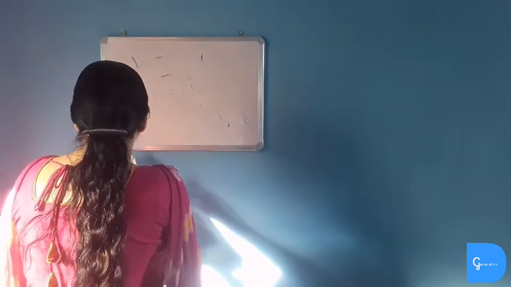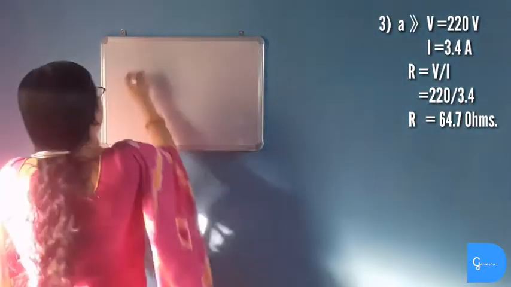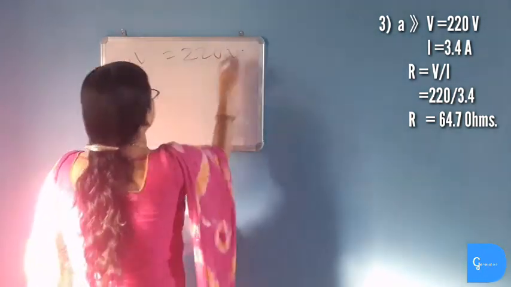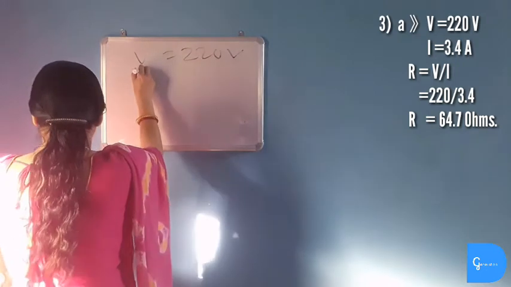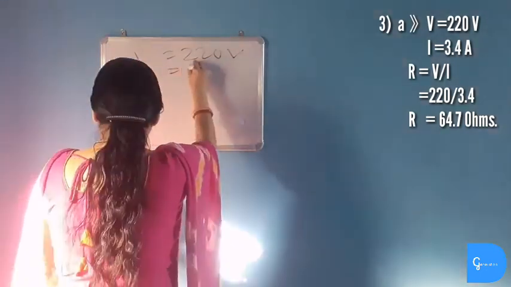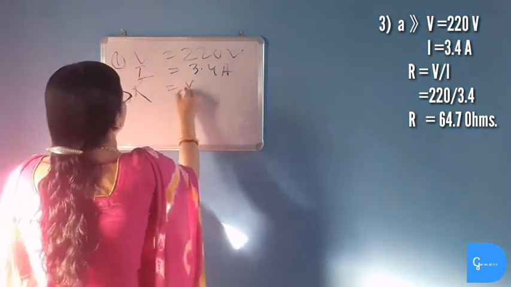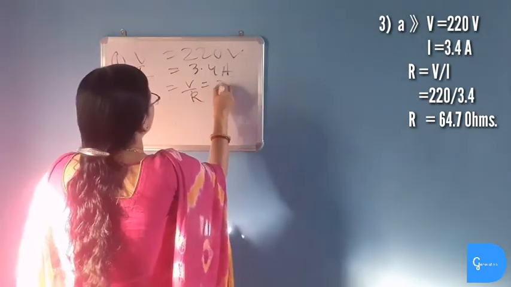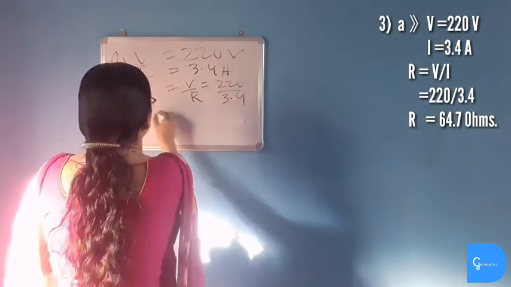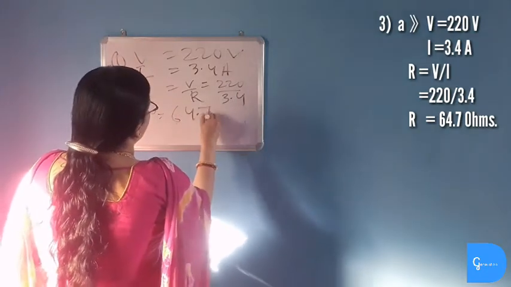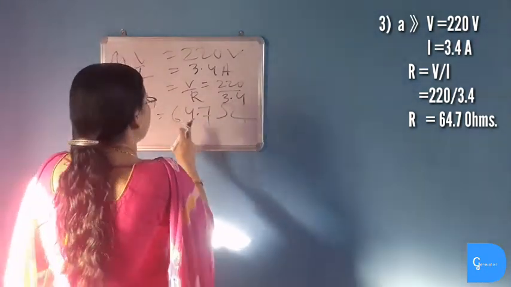Now the third example: an electric iron draws a current of 3.4 ampere from the 220 volt supply line. What current will the electric iron draw when connected to 110 volt? Now in the first case what is given? Volt is 220 and current is 3.4 ampere. So we have to find the resistance in the first case. Resistance is equal to V by I, which is 220 by 3.4, is equal to 64.7 ohms. Thus resistance in the circuit is 64.7 ohms.